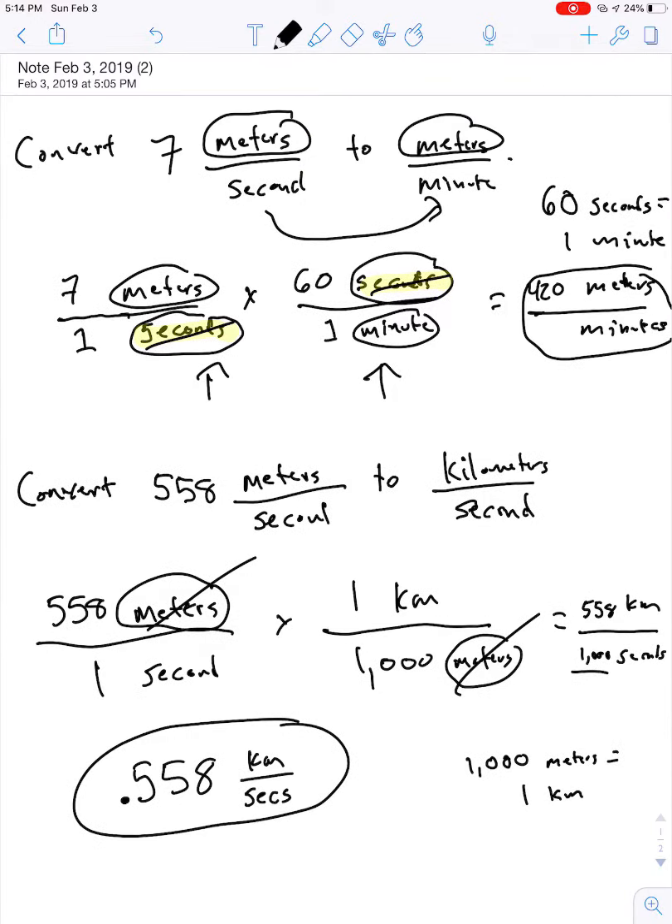So that's how we do unit conversion, is that we need to make sure if we're given meters, for example, in my first rate, as a numerator, that meters in my second rate needs to be a denominator. That's about it.